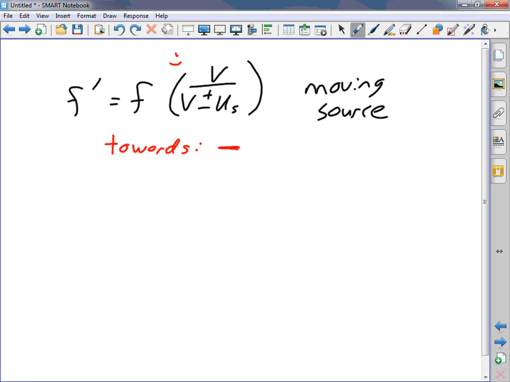The opposite works too. If you're going away, you're going to want to add. Make that entire multiplication term some decimal number, something less than 1.